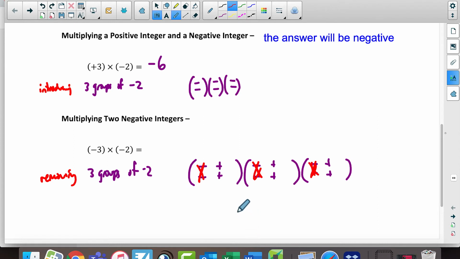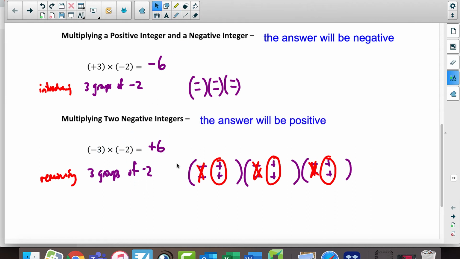Well, what's left once I've removed those groups? I'm left with 1, 2, 3, 4, 5, 6 positives. We ended up with positive 6. When you multiply a negative times a negative, you actually end up with a positive answer. All right, I'm sorry. I'm sure this model made you all confused, but the idea is, and I'm sure you already knew this, two negatives make a positive.